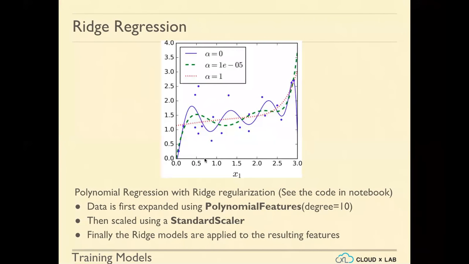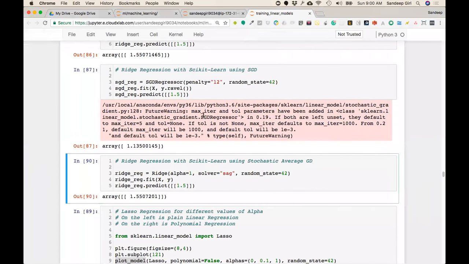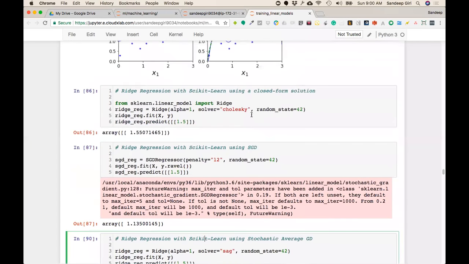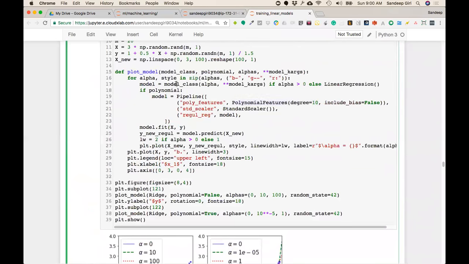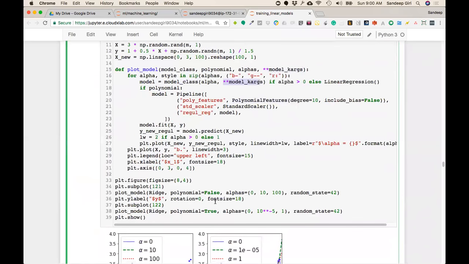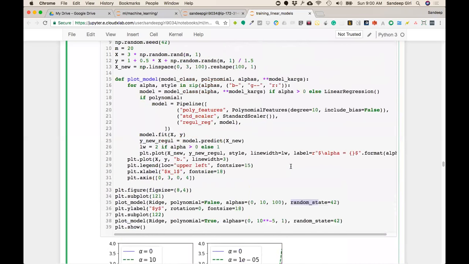Okay. So basically, you might be wondering who is adding the term. You can take a look at this. Here we are adding the polynomial features, and before that we have a model class. Whatever arguments we are passing to this plot model, we are passing those arguments to the model class method. So when we are calling this function, we are also passing this. After alphas, we are passing the random state.